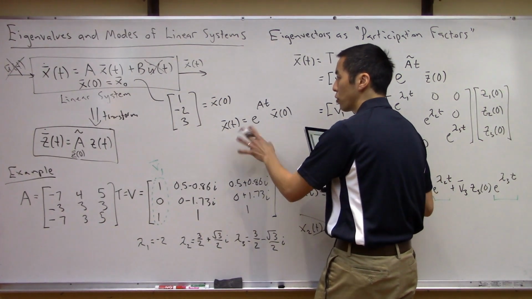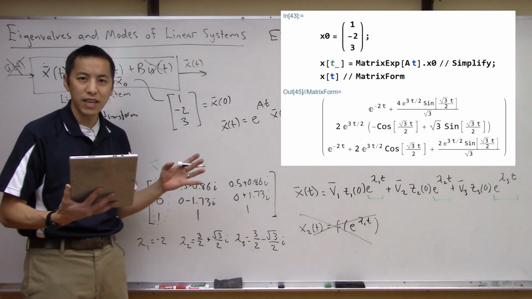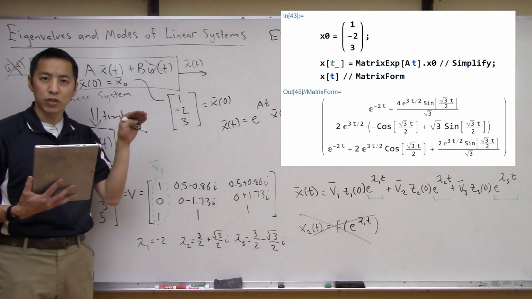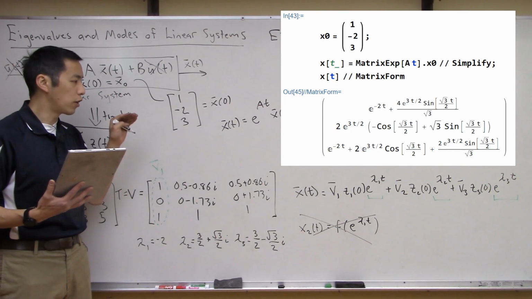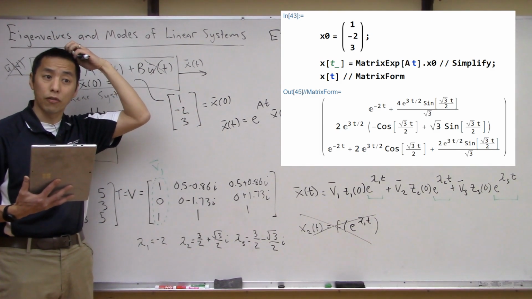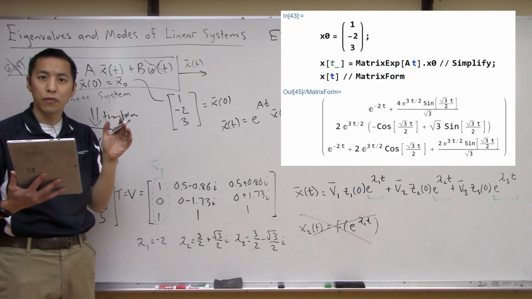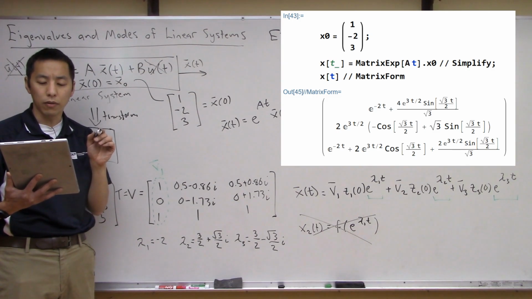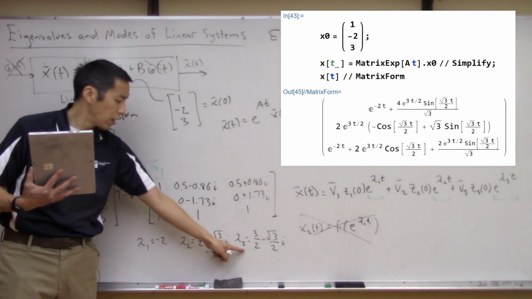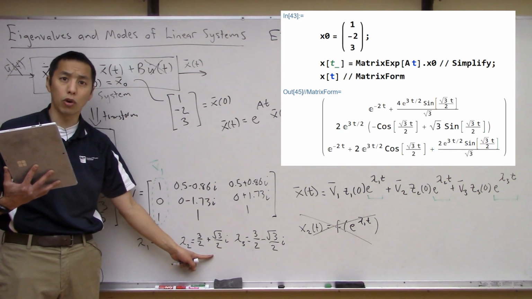In fact, let me do this. I will do this myself in Mathematica, and I'm going to show you a screenshot of it. As you can see here, examine that expression very closely. Look at the expression for x1 of t, the top row, the first element of that vector. Notice that you'll find an e to the negative 2t term there, and you'll also find these increasing sinusoidal oscillations show up in x1.